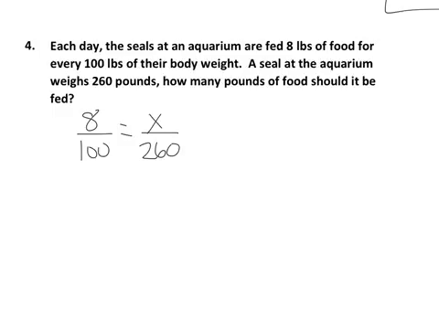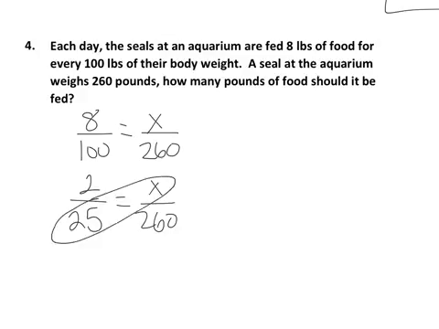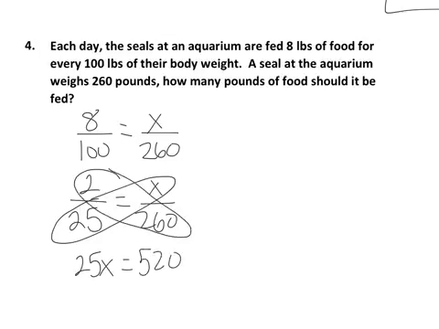Again, I'm going to simplify this one first. So I know I can divide both these by 4. 8 divided by 4 is 2. 100 divided by 4, 25. Okay, so now we cross multiply. So you get 25x equals 520. Divide by 25. Okay, we get x equals.